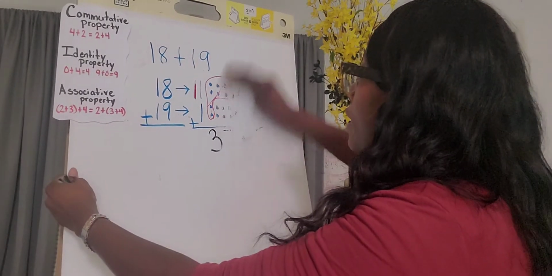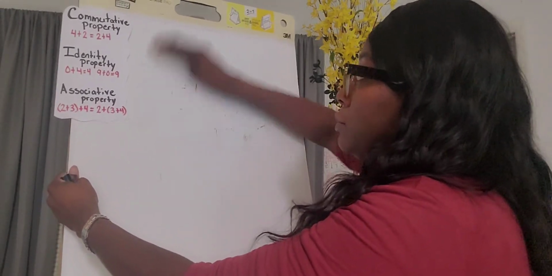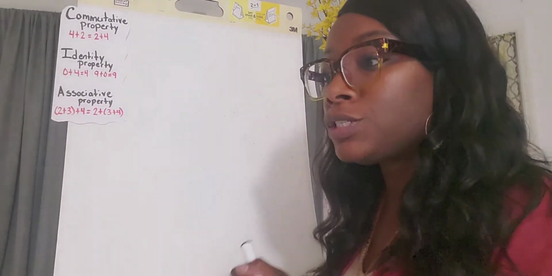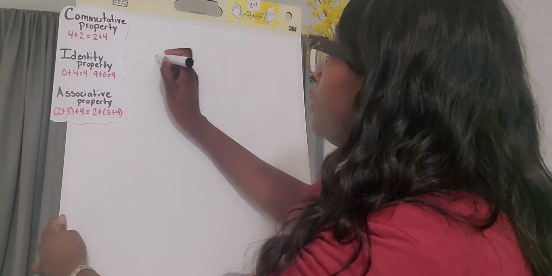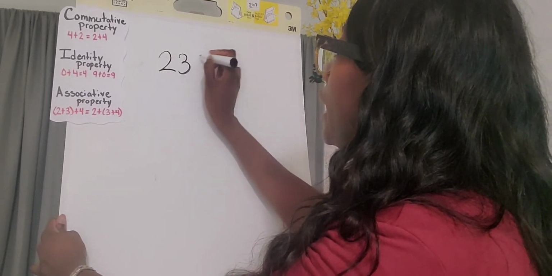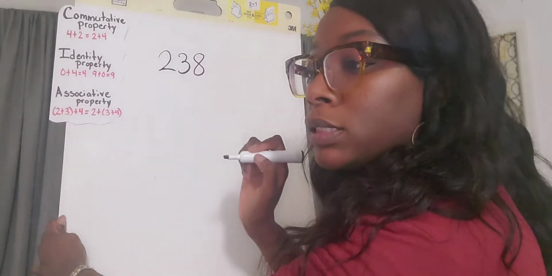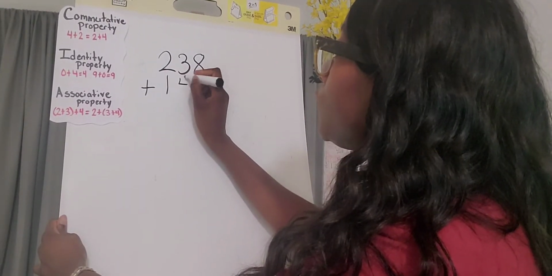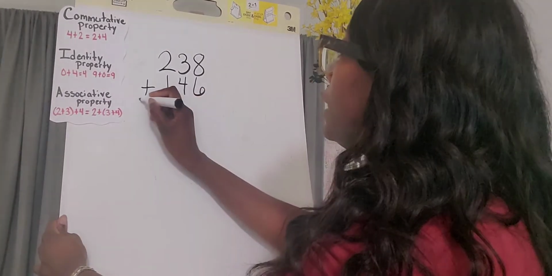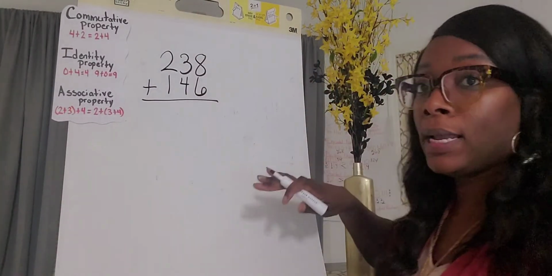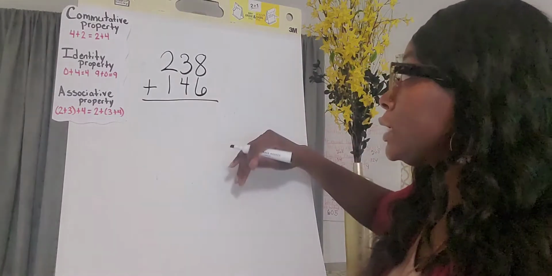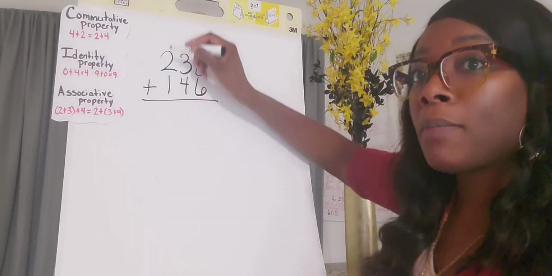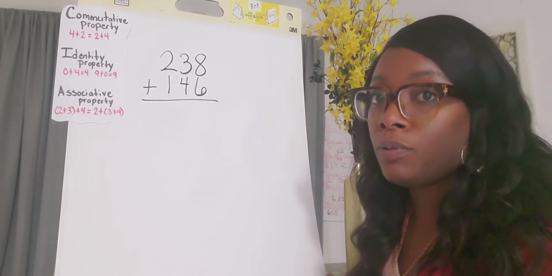Excellent. Now let's try a 3-digit number. Let's try a 3-digit number. Let's do 238 plus, and I'll put my plus over here, 146. Now I went ahead and wrote my number vertically, and I made sure I lined up my ones, my tens, and my hundreds. Very important.